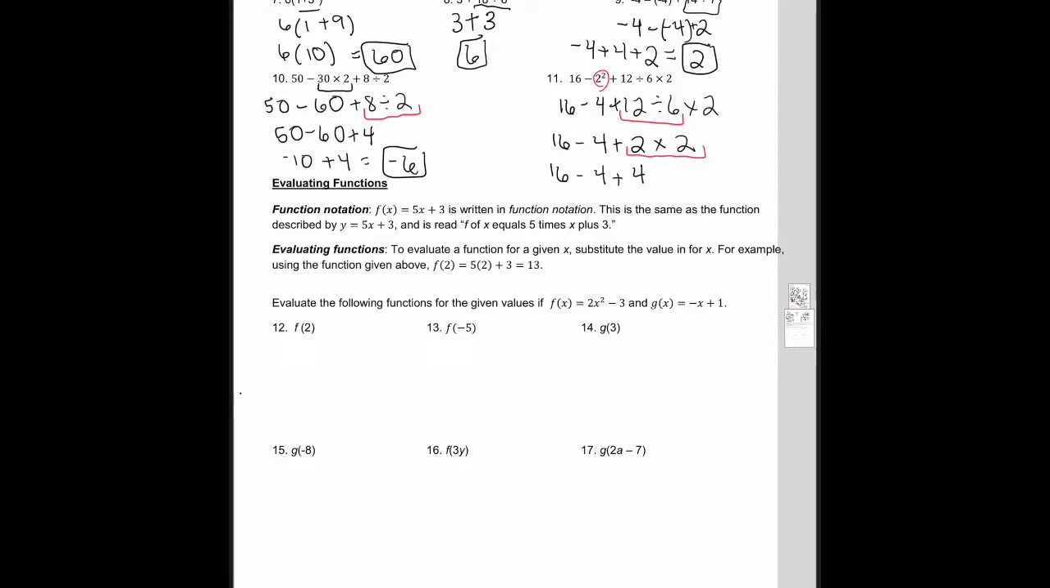Okay, so now I only have subtraction and addition left. Well, 16 minus 4 is going to give me 12 plus 4, 16. Or you could have seen that a minus 4 plus 4 will just cancel out, and so that just left us with 16. All right, guys.